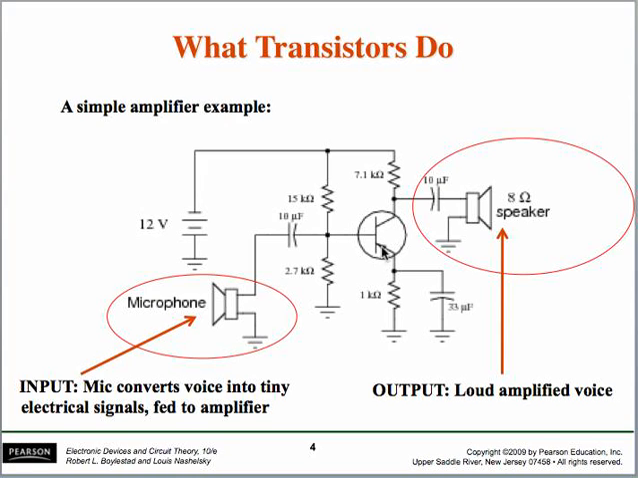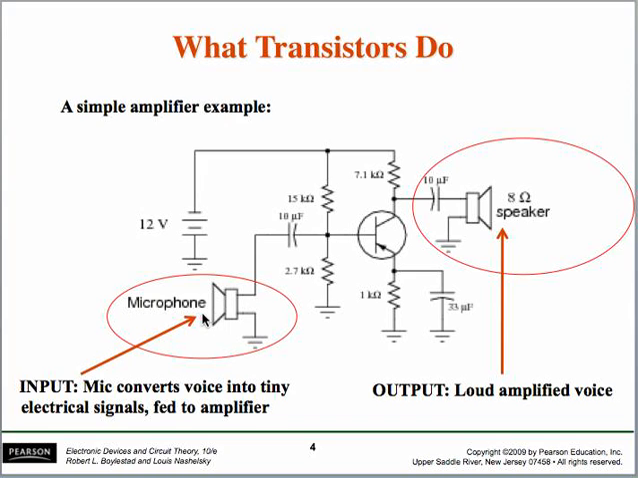So you have a transistor here, and at the input side you have a microphone, and at the output side you have a speaker. What happens is that when you speak into the microphone, the air vibration will make the diaphragm vibrate inside the microphone, and that will turn your voice into small vibrating AC signals, and that signal is very small. It cannot be used to drive the speaker, so that signal must be amplified.